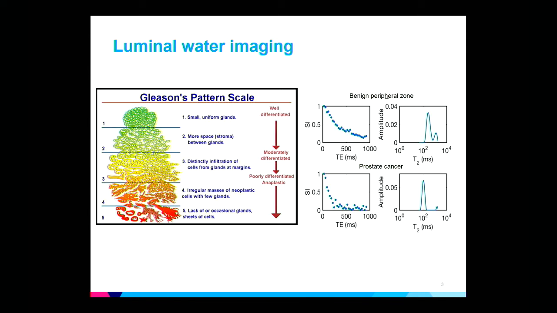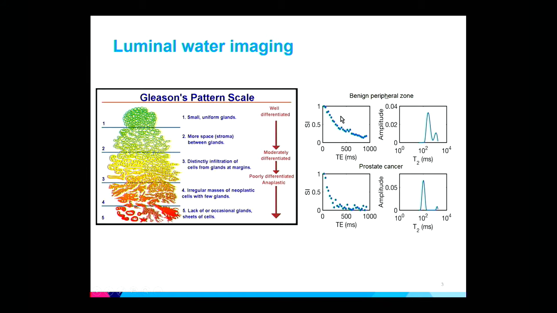Some introduction on this new technique. It employs the fact that benign prostate tissue contains a lot of small uniform glands which are filled with liquid, so they have a long T2. When prostate cancer progresses to more aggressive grades, these glands are replaced by tumor cells which have a smaller T2 value. So when you do T2 mapping with many echo times, you can employ multi-component modeling to differentiate between cellular tissue and glands which have luminal water.